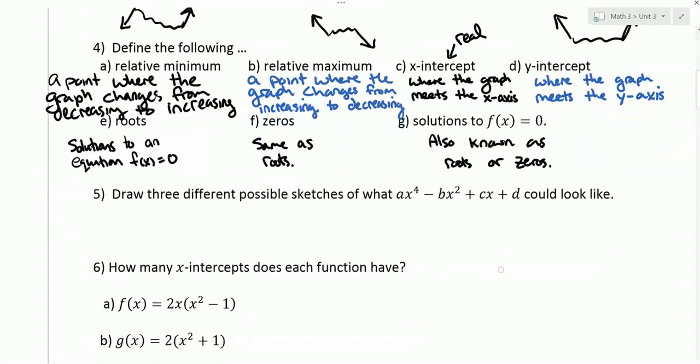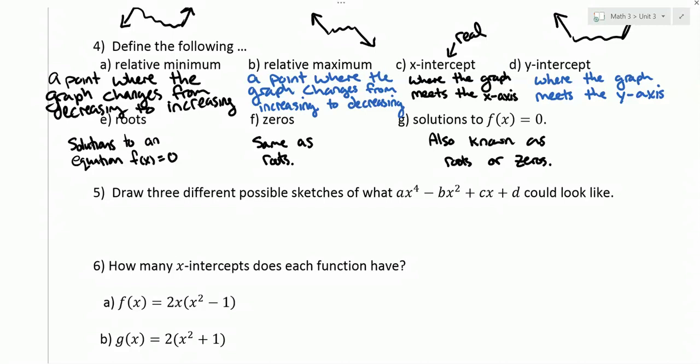Number 5, we're drawing 3 different possible sketches of this 4th degree polynomial. We're going to assume that a is not 0, because if a was 0, then it would no longer be a 4th degree polynomial. And so if a is positive, first of all, the highest degree is 4, it's even, so both ends, left and right end, are going to point in the same direction. So if a is positive, we have the left and the right end pointing up.